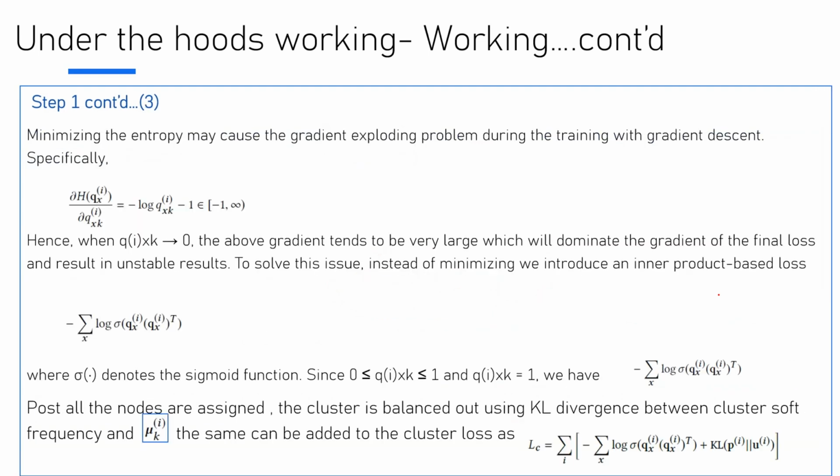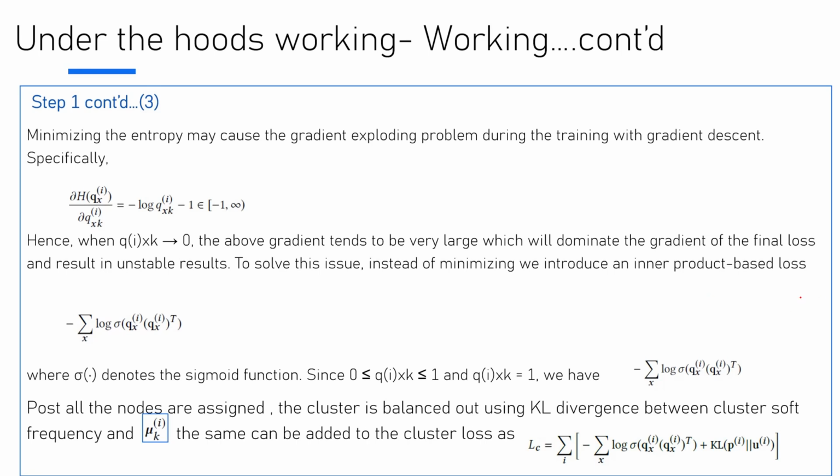So now you have an equation to work with, but then minimizing the entropy will result in a gradient exploding problem during the training of the gradient descent. Essentially, it gets to a point where q_ik tends to 0, the gradient tends to be very, very large, and will dominate the gradient of the final loss and result in unstable results.